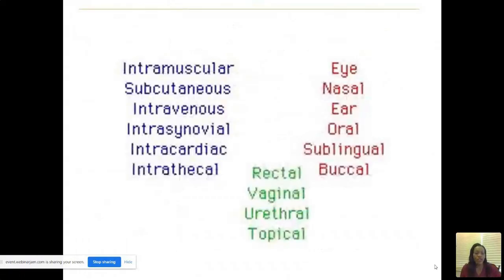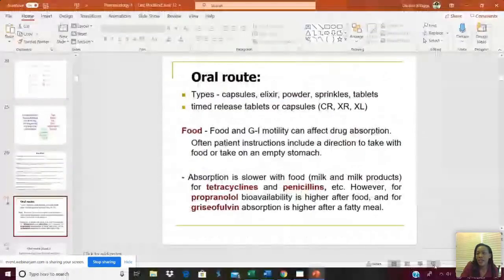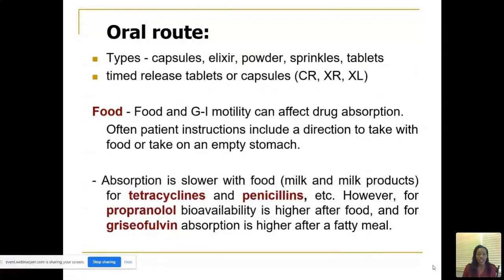So now we're going to go through these routes, okay? Boom, boom, boom. Let me make sure you don't have any questions, because again, remember, I cannot see the chat when you're giving a medication.